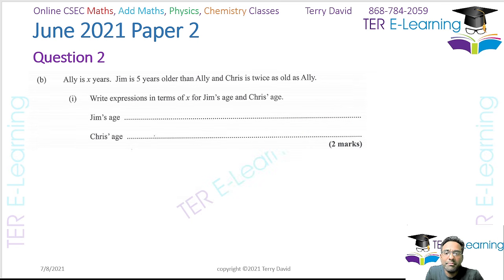Now, in part B, this may have been a little challenge for several students. Ali is X years old, Jim is 5 years older than Ali, and Chris is twice as old as Ali. Write expressions for Jim's age and Chris's age. Jim is 5 years older than Ali. Remember, this is Ali's age here, he's X. So if Jim is 5 years older, then Jim should be X plus 5. That's how old he's supposed to be. Now Chris's age: they said Chris is twice as old as Ali. If Ali is X, then this has to be 2X. So that's it. 1 mark each for both of these.